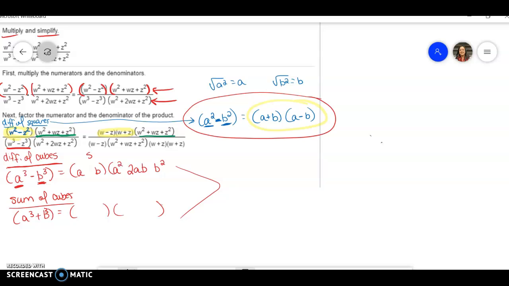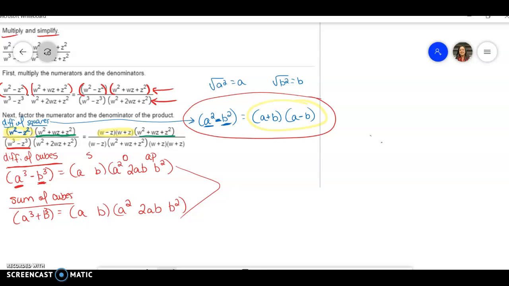And oops, I forgot to put a square up there. Guys, the coefficients will be the same for both of these. It's just a pattern. But now the difference here are the signs, and that's where I use SOAP.